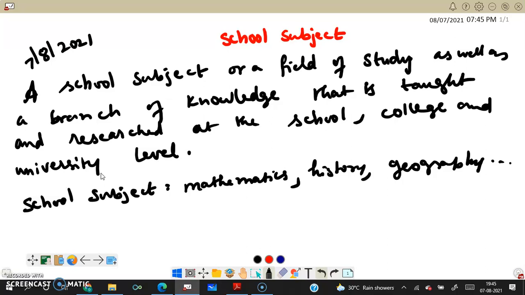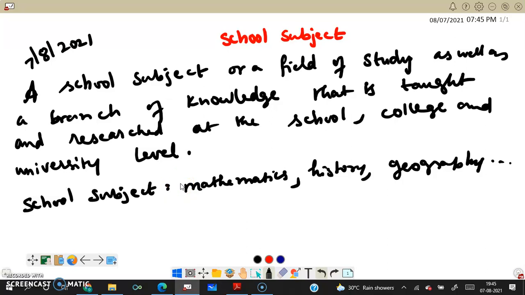So the scope of a subject covers different disciplines and areas, and can be broad or restricted. For a broad area, for example, physical science contains physics and chemistry. Social science means history, geography, economics, and civics. So we can call that a social science, a broad area.